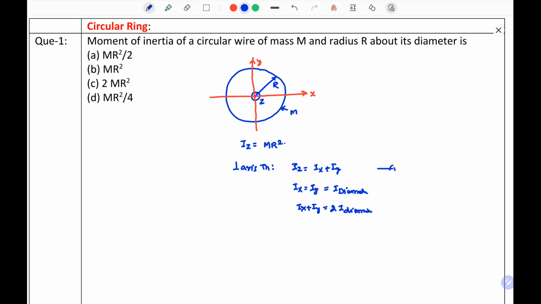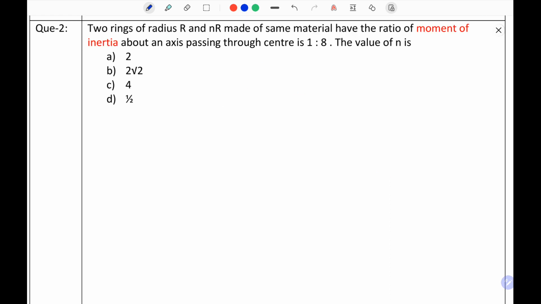Therefore, from equation number 1, we can write that Iz will be equal to 2 into I of diameter, that is the moment of inertia about the diameter. So, moment of inertia about the diameter of a ring will be equal to Iz by 2, and Iz is mr square. So, the answer is 1 by 2 mr square. Hence, option A is the correct option.